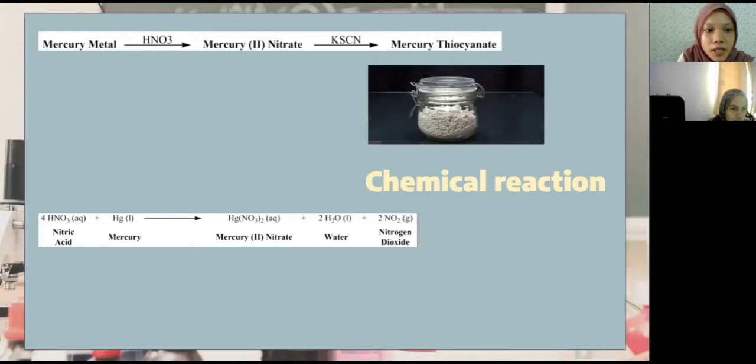And then the next chemical reaction is when nitric acid reacts with mercury. 4 moles of nitric acid react with mercury to form 1 mole of mercury(II) nitrate plus 2 moles of water plus 2 moles of nitrogen dioxide gas.